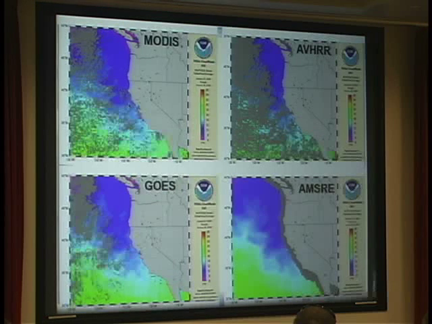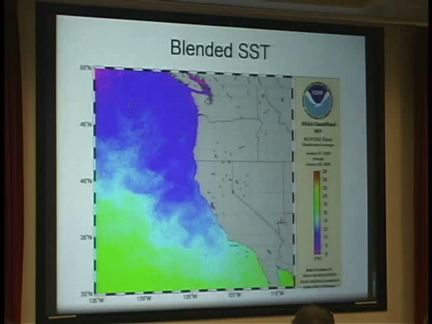It sees through clouds, but the problem is it doesn't work near land, because the land contaminates the signal. But you can see that the infrared does work pretty well near land. But if I put them all together, I get this.